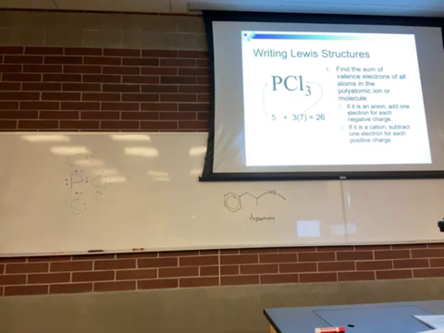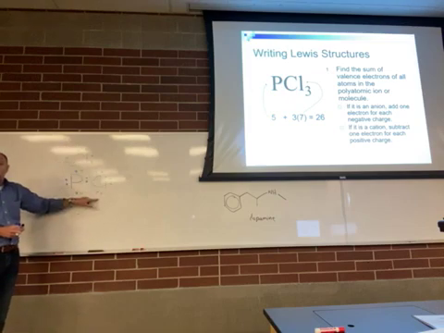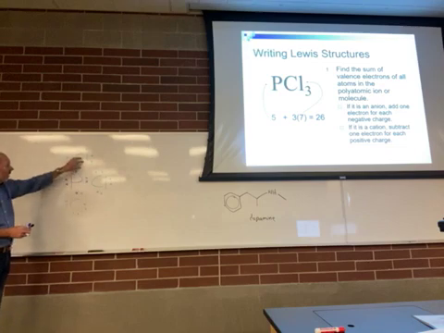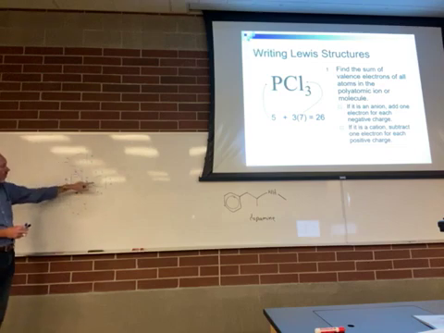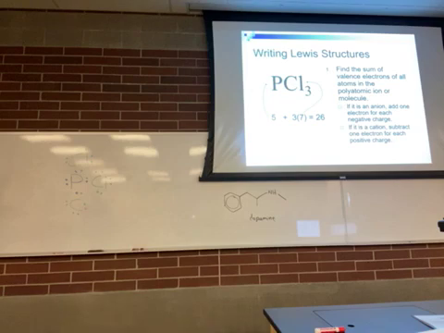Now let's make sure that I have 26 electrons total, and everybody has 8. So I have 2, 4, 6, 8, 10, 12, 14, 16, 18, 20, 22, 24, 26. 26 electrons. Each chlorine has 2, 4, 6, 8. Phosphorus has 2, 4, 6, 8. Good. Good to go. Okay?